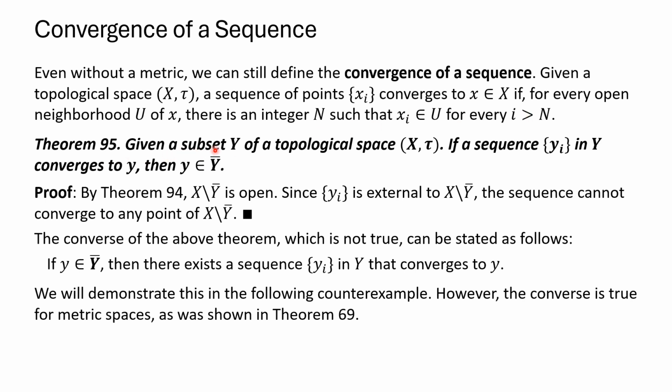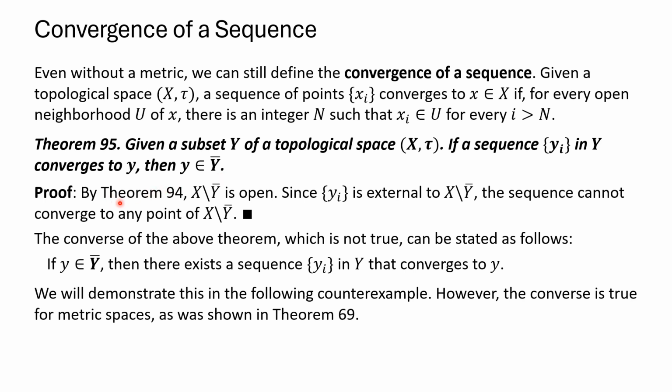We have a theorem. Given a subset Y of a topological space, if a sequence y sub i in Y converges to little y, then little y is an element of the closure of Y. The proof is pretty short.